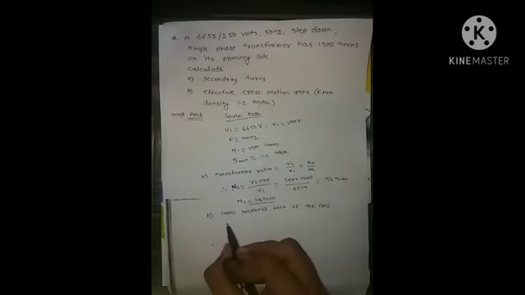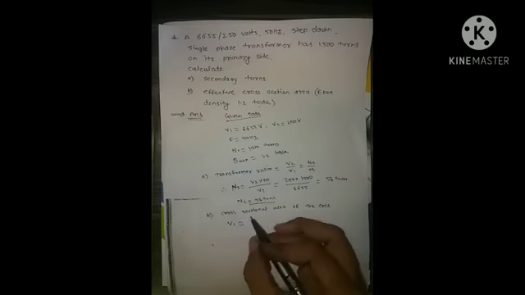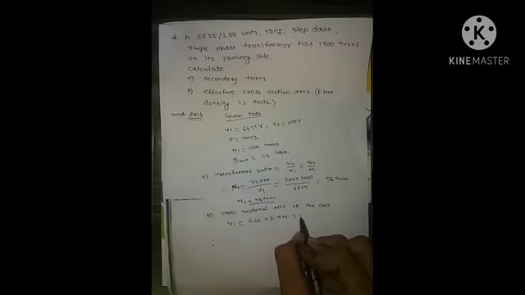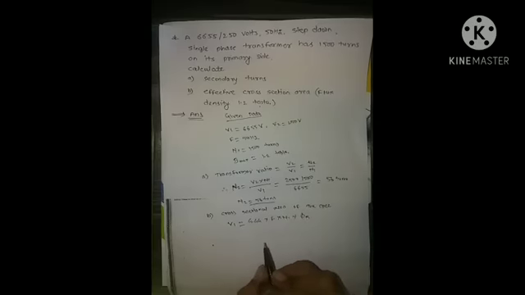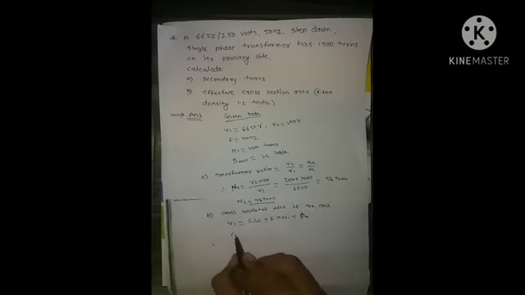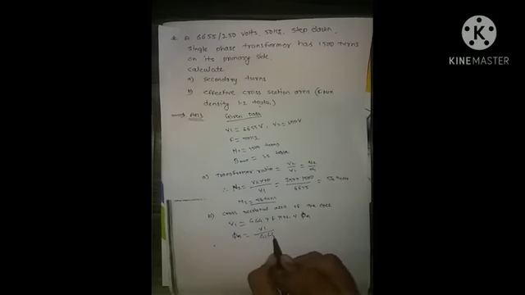First we use the primary E1 or V1 formula, that is 4.44 into F into N1 into phi m. We know V1 is given, but phi m is not given. So rearranging this equation, we get phi m equals V1 upon 4.44 into F into N1.